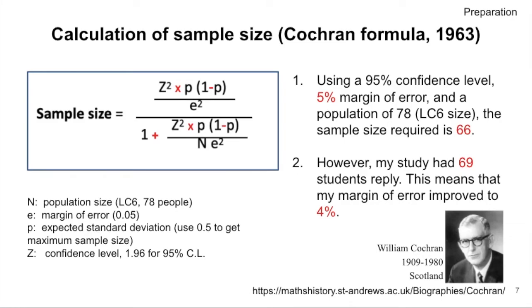And here's where it began. For our population size of 80 people with a 95% confidence level and a 5% margin of error, we would need 66 people to ask. However, since 69 of you responded instead of 66, this reduced my margin of error to 4%, meaning that this survey is even more accurate.